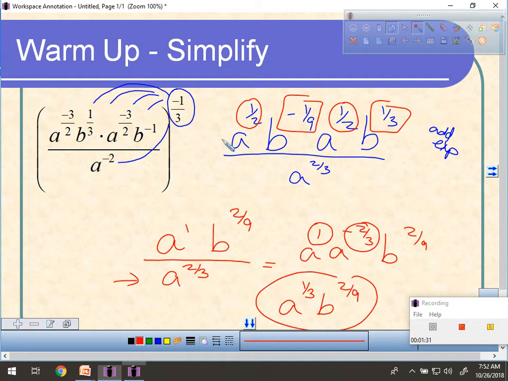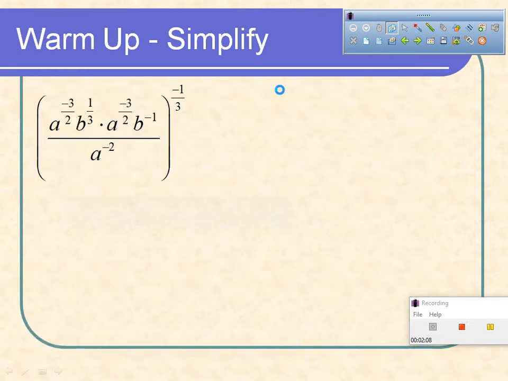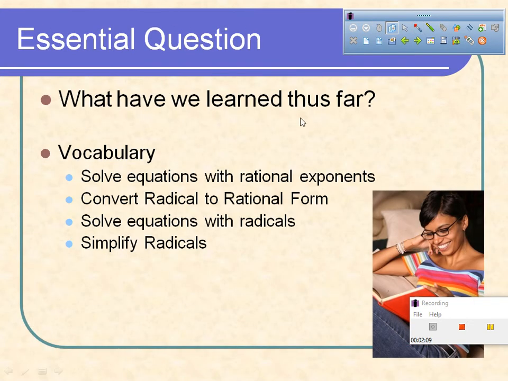Now, let's take a step back, and let's go back over the stuff that we did prior to fall break. That way you'll remember what you did on your test. So I've got about 7 examples that we're going to cover, one of each type, and then you've got your classwork after that. So here's my essential question. Your essential question for today is, what have we learned thus far?